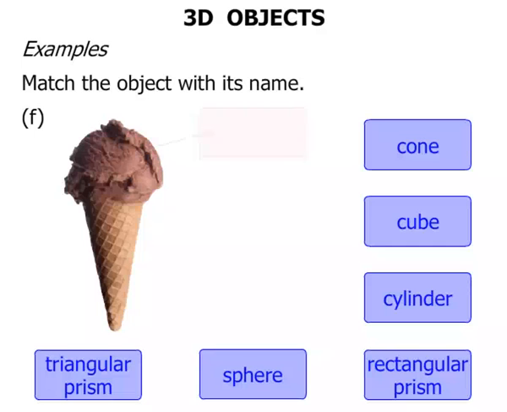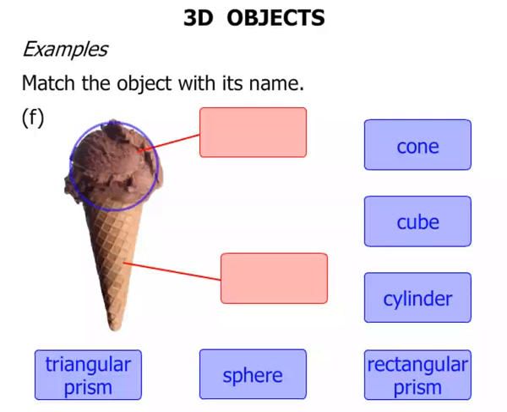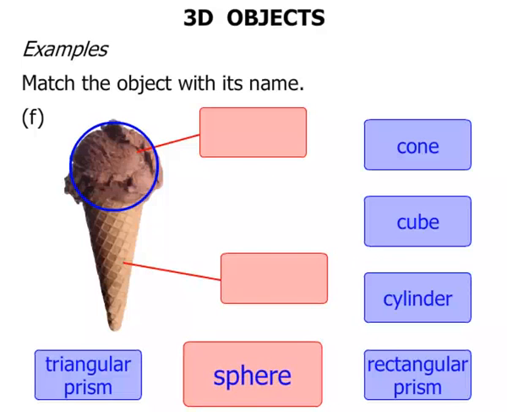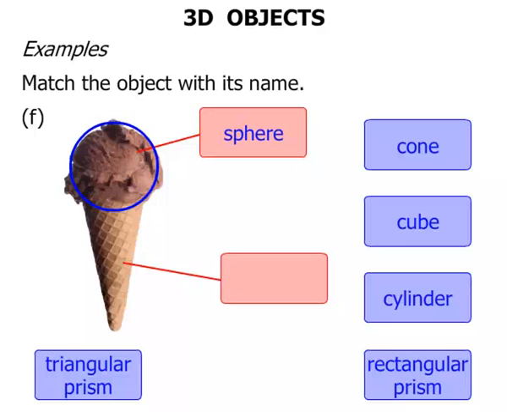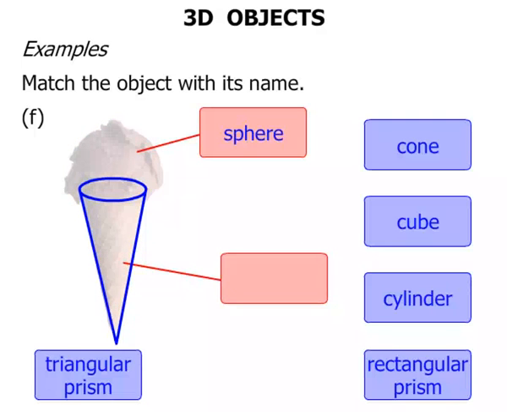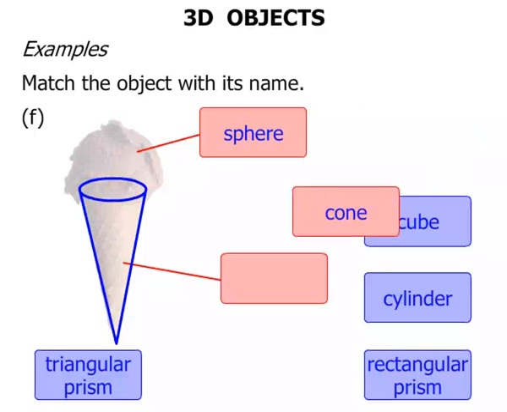Yum yum. 2 parts. We've got the top and the bottom of this ice cream. Well, the top again is a roundish shape, so yes, we've got the sphere again. And the bottom, let's have a look at that. What do you think? Well, this is a cone, right? And that's one of the reasons it's called an ice cream cone.